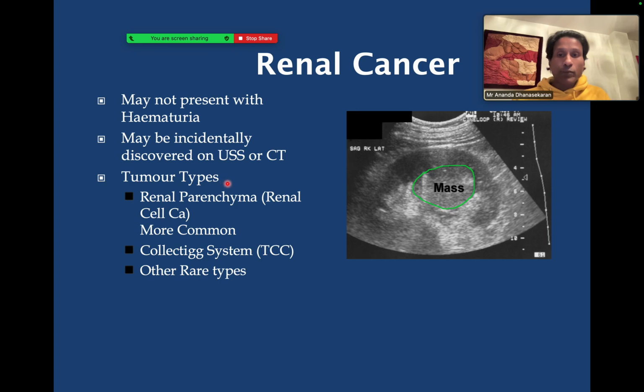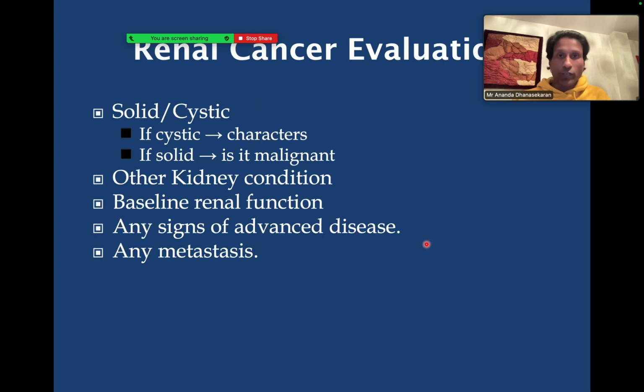And the tumor types may be like a kidney cancer, which is the most common. The other one is the collecting tubules cancer, which is known as transitional cell cancer. And there are other various rare types which are possibly not in your curriculum. To evaluate the renal cancer, the best way is to see whether it's solid or cystic. If it is cystic, we need to have some characterization for that. And if it is solid, the chances of malignancy are quite high.